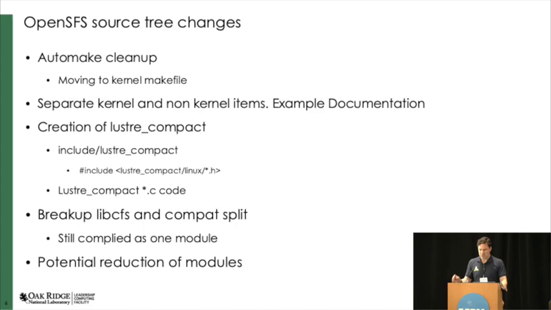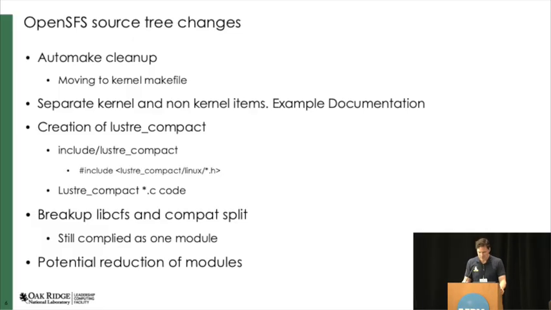The other one is we've been separating the kernel tree and non-kernel items. If you look in Lustre, there was documentation and utilities and tools, and then the kernel modules. It's quite a mess. So we're moving this stuff out, because when we download the tree, we're not going to have those items.